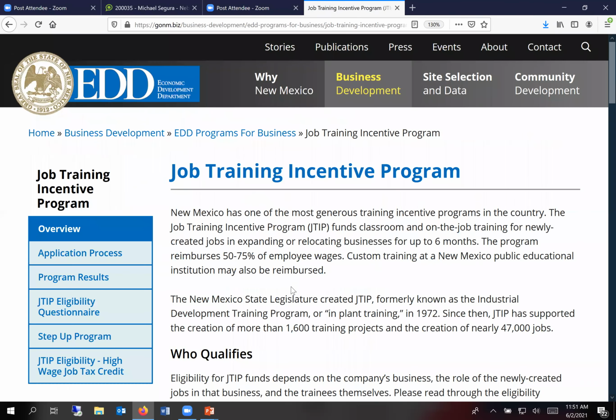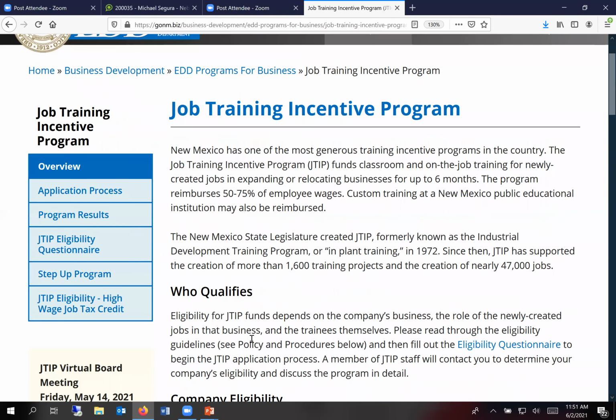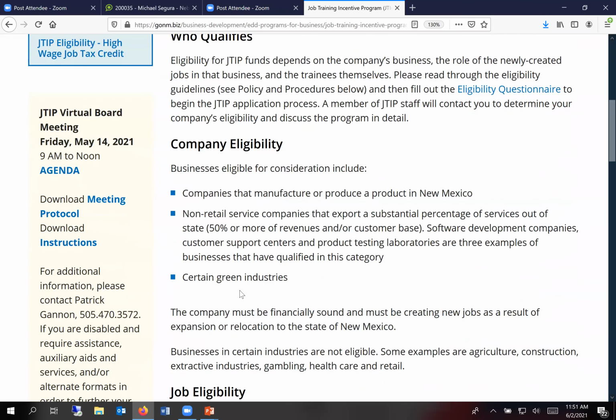So the Job Training Incentive Program is a program for mostly people who want to start a manufacturing business. So let's see who qualifies. Certain green industries, non-retail companies that export a substantial percentage of their services out of New Mexico. And we like to refer to these as economic-based employers. And then companies that manufacture or produce a product in New Mexico. So manufacturers, if you have an online business where you're selling most of your product outside, or you're a wholesaler who sells most of your product to other states, this is a great program for you.